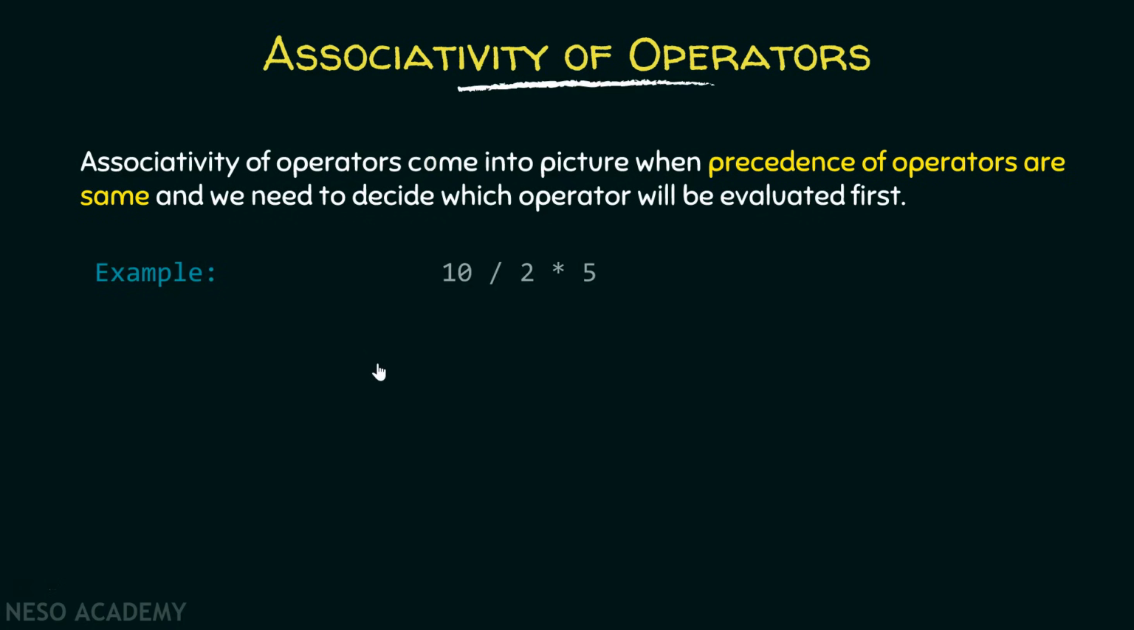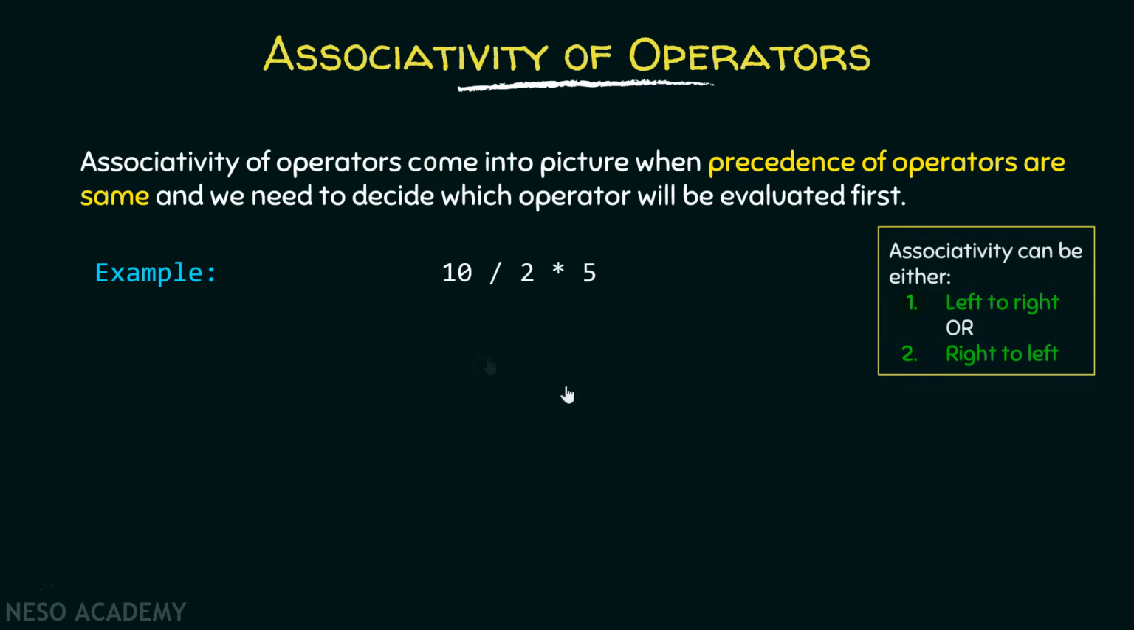Let's consider one example. Here in this example, you will find two operators, divide and multiply, in the same expression. The obvious question is, which one will be evaluated first? Associativity can be either left to right or right to left. These are the only two possibilities. If the associativity is left to right, then division will be performed first and then multiplication, because we are going from left to right.